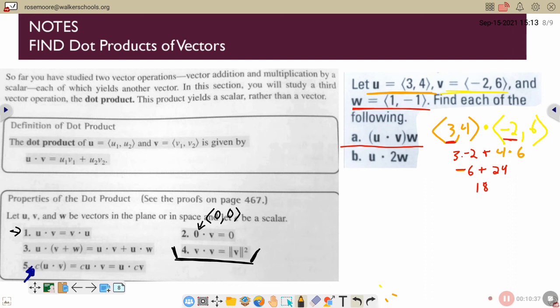Is that the end of the problem? No, that's just the part inside parentheses. What it really wants is 18w, which is why we have to remember scalars, because 18w will be 18 times the vector 1, -1, which is a super distribute problem. So we end up with 18, -18 as the final answer for this problem.